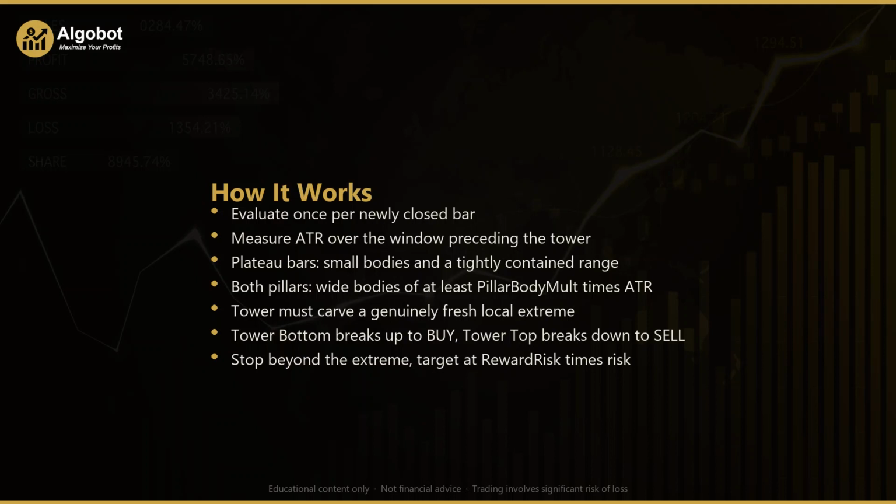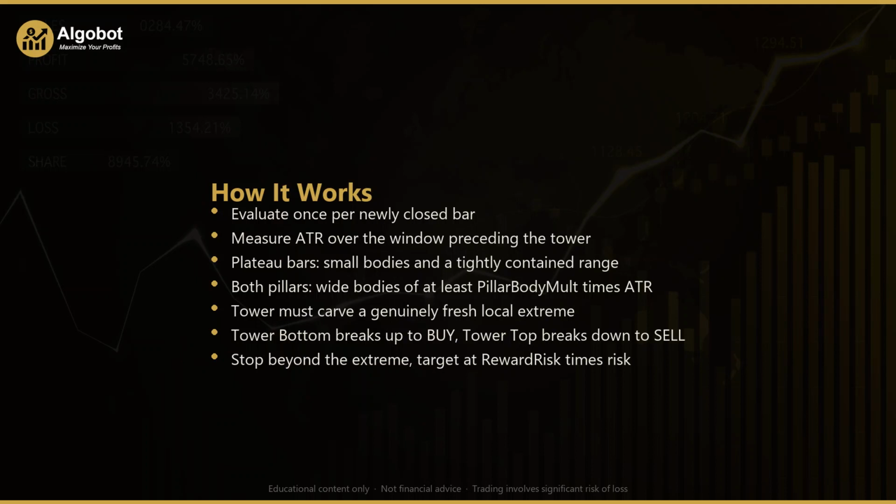Next, it inspects the plateau, the middle section of the pattern. With plateau bars defaulting to 3, it checks each of those bars in turn. Every plateau body must be small, no larger than plateau body multiple times ATR, which defaults to half the ATR. On top of that, the full high-to-low span of the plateau must stay tight, within plateau range multiple times ATR, defaulting to 1.3. If any bar is too big or the base is too wide, the setup is rejected.